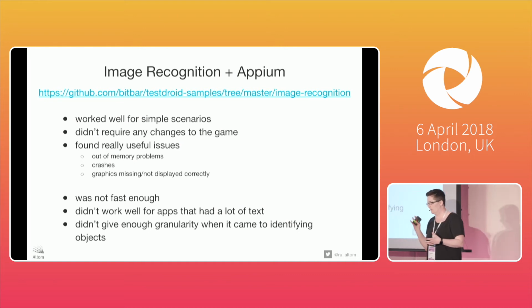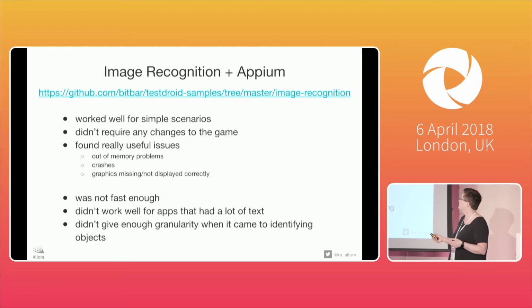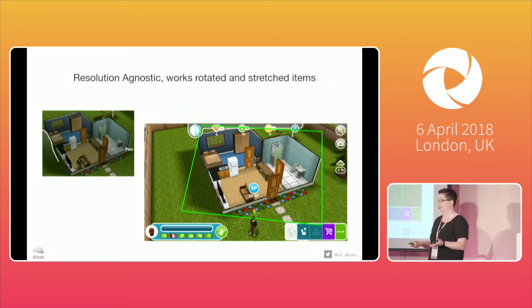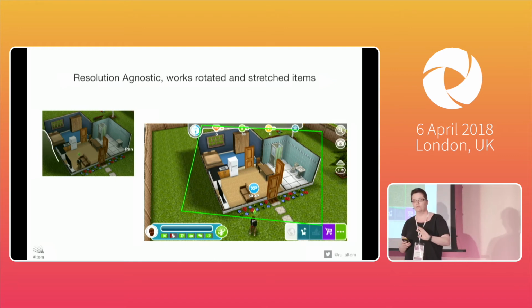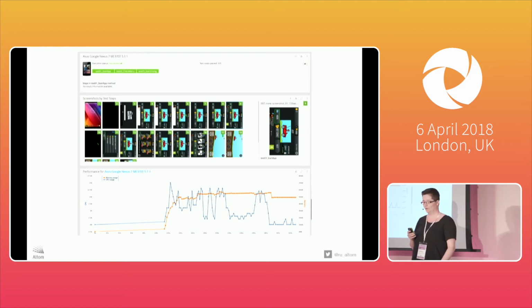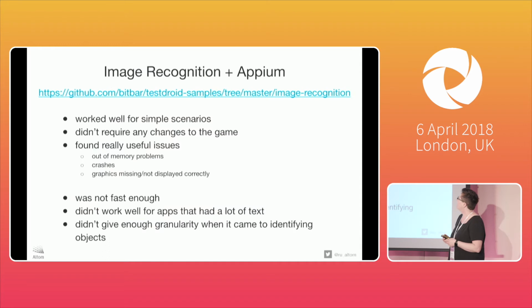One of the best things about this was that writing Appium tests for such games required absolutely no changes to the game itself. The two examples that I have, Hill Climb Racing and The Sims, we never really worked with them. I could just take the APK from the Google Play Store and run these tests, because it requires no changes whatsoever. You just take screenshots from the device and tap using Appium at specific coordinates. So this was very good.